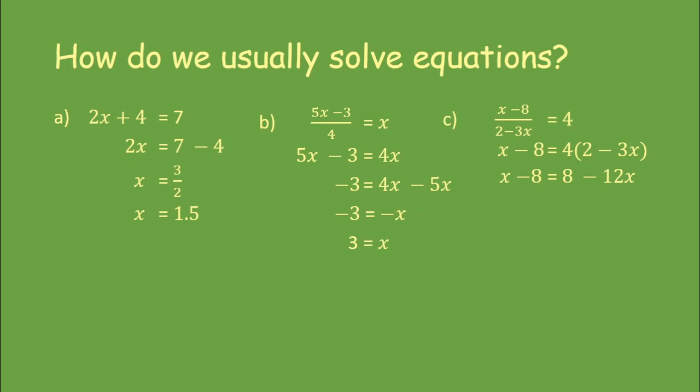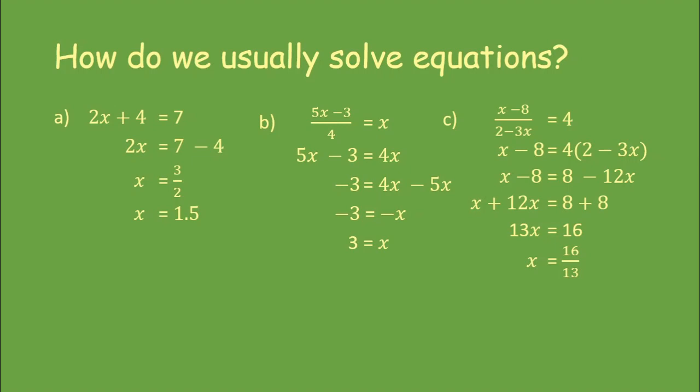Then I'll get my x terms together, and it's generally easiest to move my smaller x term, so my negative 12x comes over to the other side and becomes plus 12x, and my minus 8 came over to the other side and became plus 8. So that's 13x equals 16, and x on its own would be equal to 16 over 13, which of course we could work out as a decimal. Now none of these were quadratics, so in all of these cases I could get x on its own.